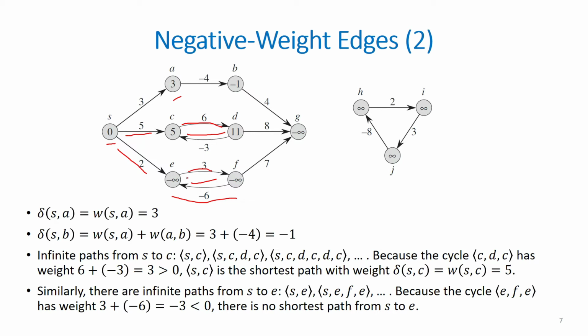That means the more I traverse the cycle, the shorter the distance becomes between S and E, which basically would converge to minus infinity. This makes no sense. Therefore, this cycle is called a negative weight cycle and should be avoided in order to have algorithms find proper shortest paths. In the subgraph on the right, none of the three vertices H, I, or J are reachable from S. Therefore, there exists no shortest path from S to any of these vertices, and the shortest distance from S to all these three vertices would be infinity.